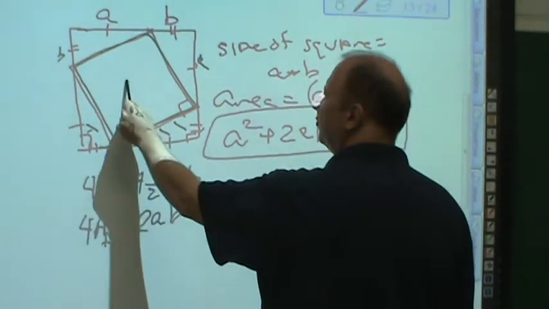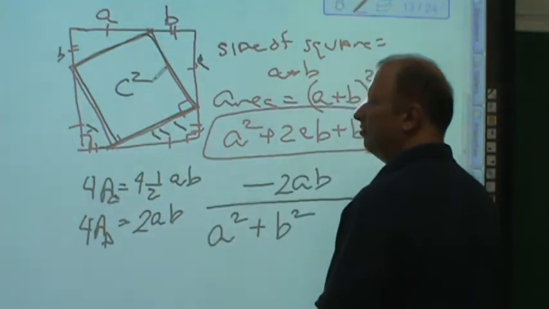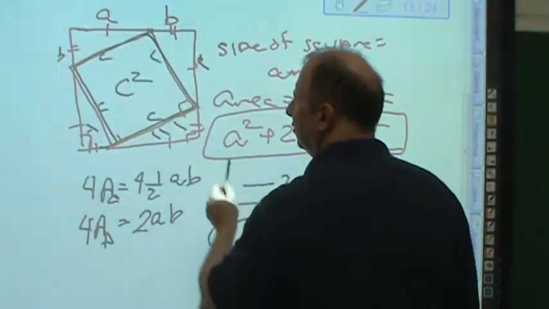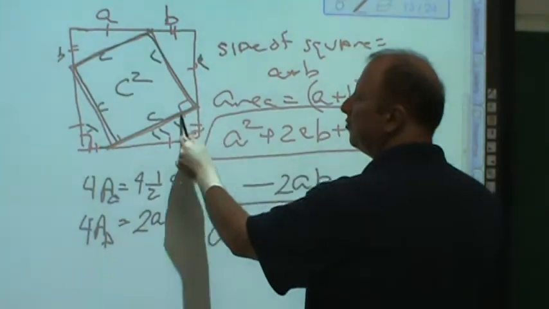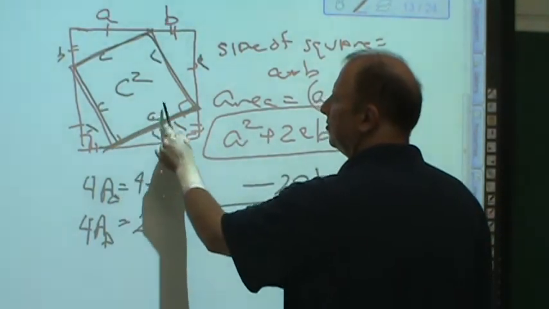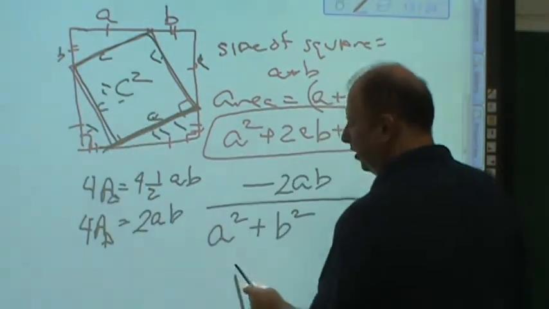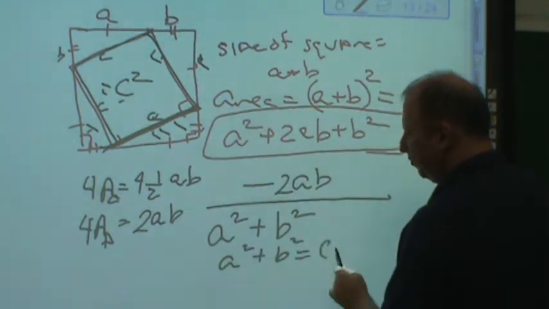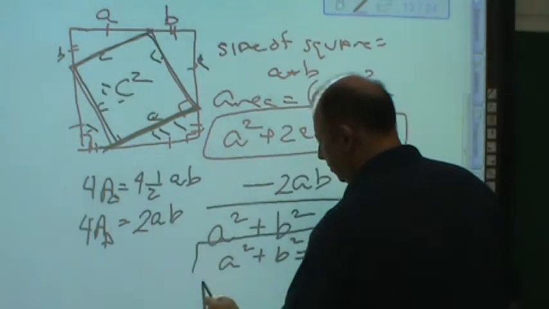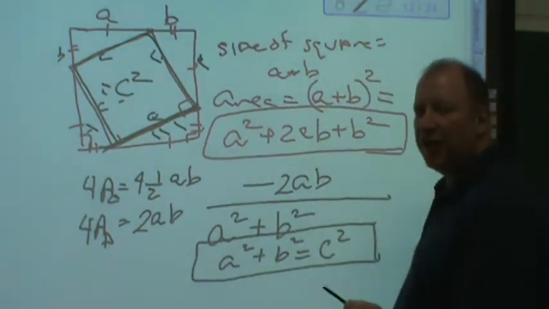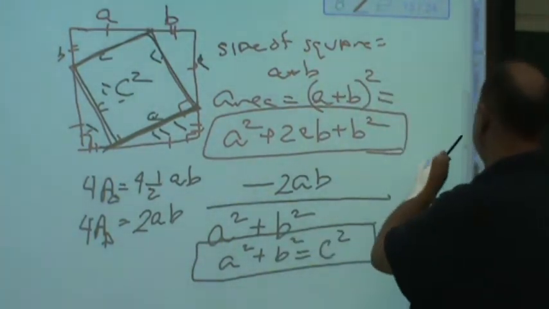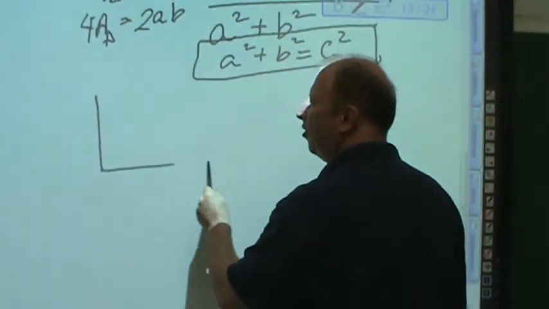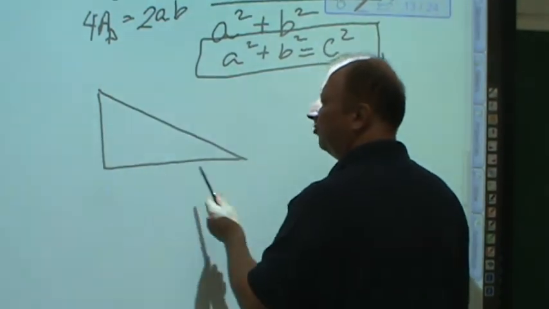Well, let's call this area also c squared. We'll give it a name. We'll call these sides c. So if this side is called c, c times c is c squared, so we can say A squared plus B squared happens to be equal to c squared. Hence the Pythagorean Theorem, which we just did. Well, the Pythagorean theorem, if you notice, only works with a right triangle.